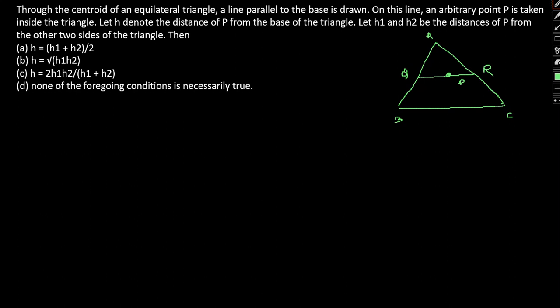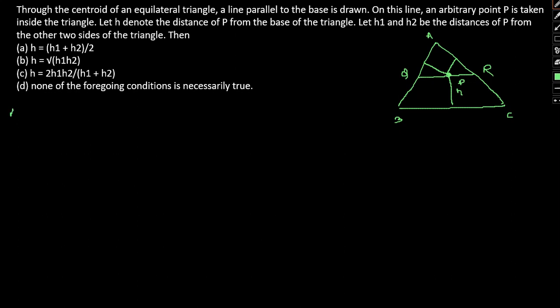Let H be the distance of the base from point P. So this is say H. Okay, H1 and H2 are the distances of P from the other two sides. So let the other two sides, let one be this and the other be this. So either one can be H1 and H2. Okay, so this is how the figure would actually look like. So now let's take a look how we can go about with our approach on the same.